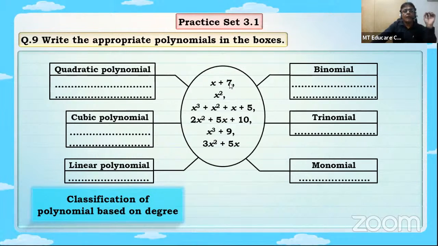Now look at the first one. 1, 2, 3, 4, 5, 6.